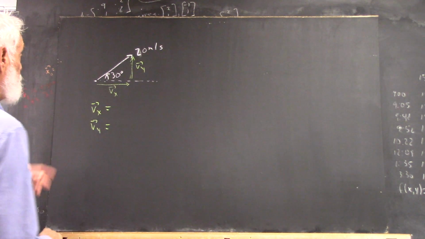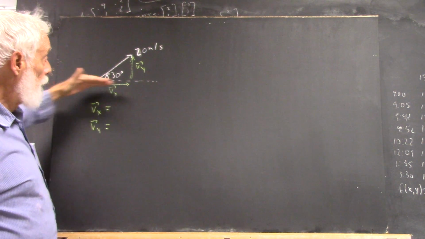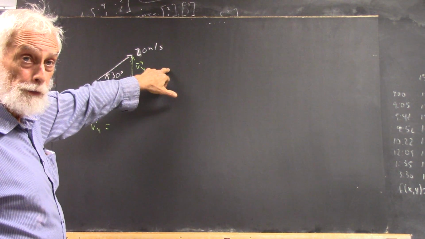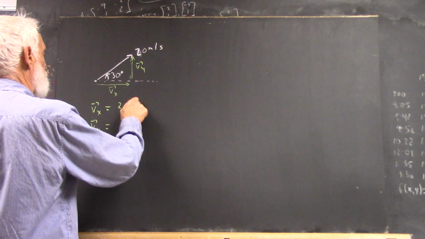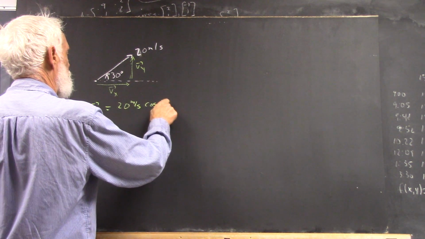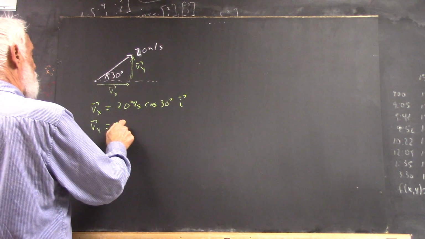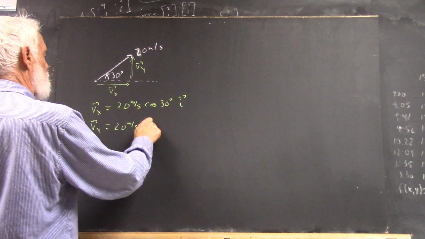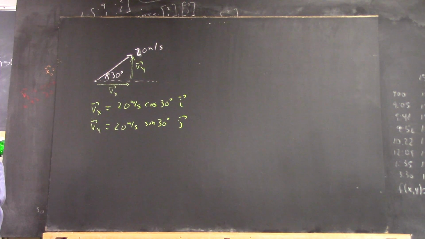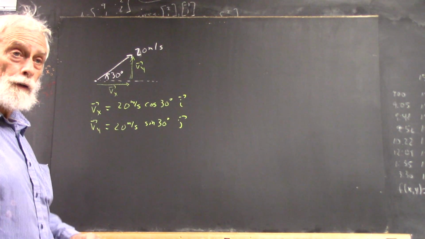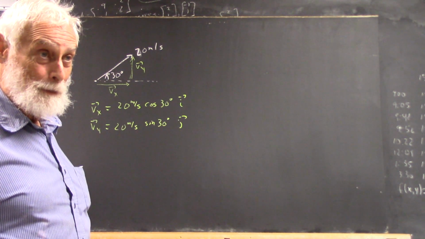Okay, so if you've got a vector representing 20 meters per second at 30 degrees with the x direction, and I ask you to write down Vx and Vy, right? What's Vx? Automatically, it is 20 meters per second times the cosine of 30 degrees times the I vector. And the Vy is 20 meters per second times the sine of 30 degrees times the J vector. So if you haven't written this down and you're already thumb punching your calculator, you're doing the wrong thing, right?